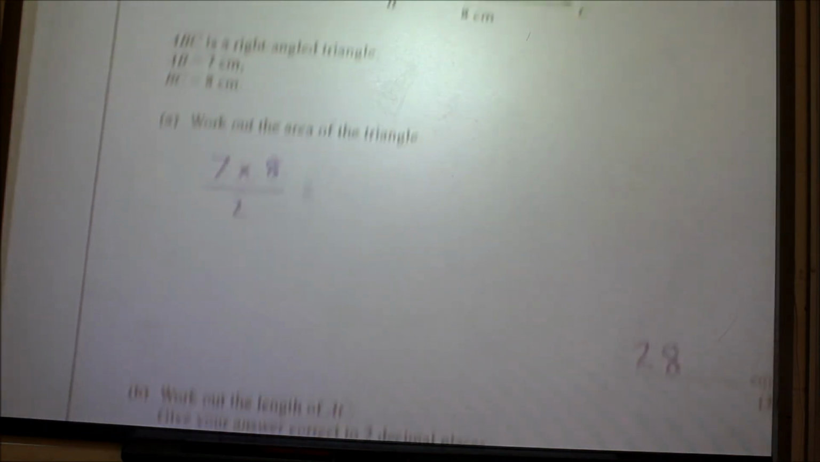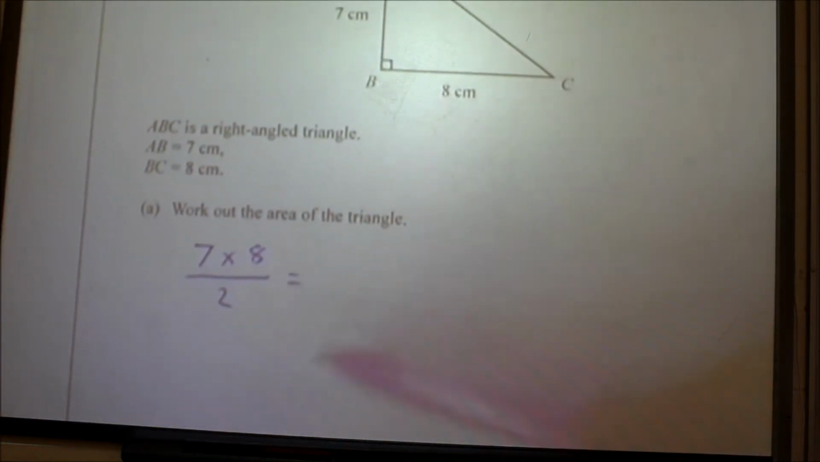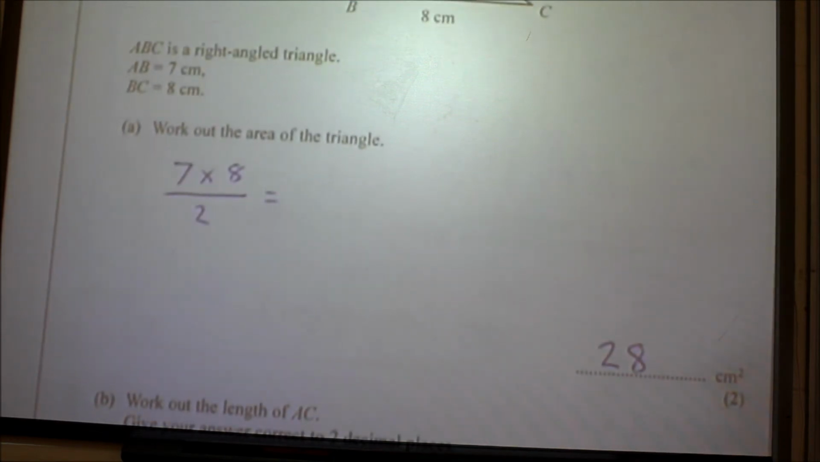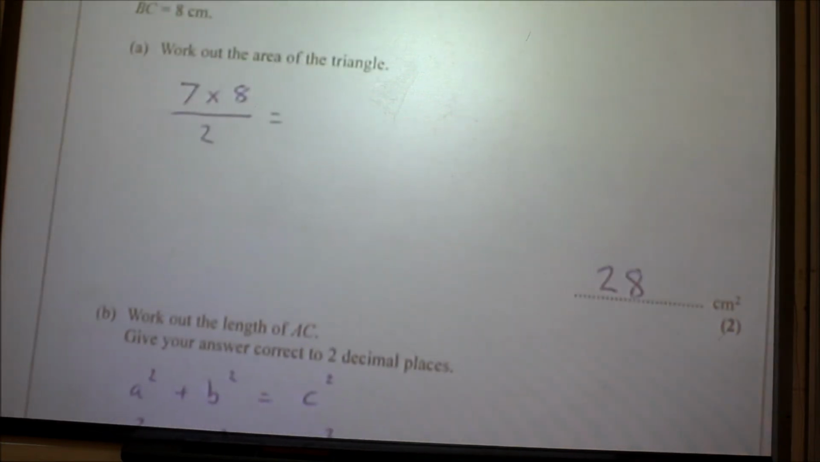Question number 9. Here we go. Area of the triangle. Base times height divided by 2. I think we've done this one before. 2 marks for that. Nice and easy. Work out the length AC.